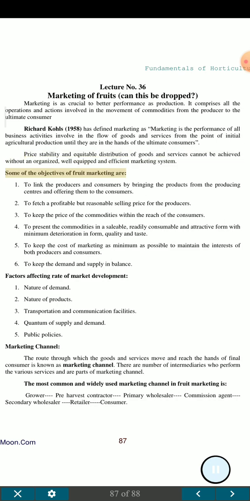Some of the objectives of fruit marketing are: 1. To link the producers and consumers by bringing the products from the producing centers and offering them to the consumers. 2. To fetch a profitable but reasonable selling price for the producers. 3. To keep the price of the commodities within the reach of the consumers.